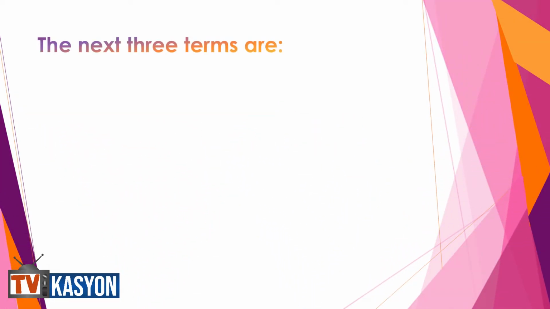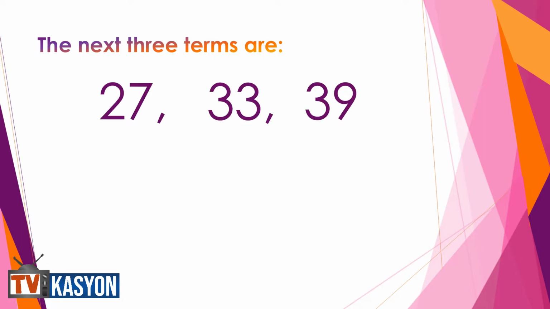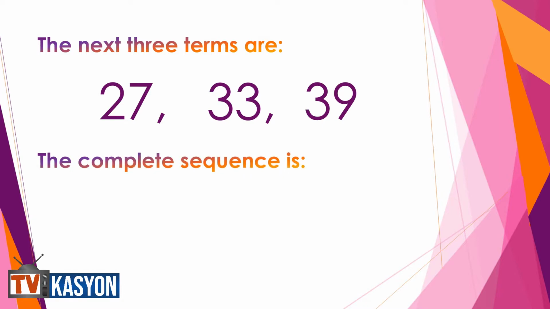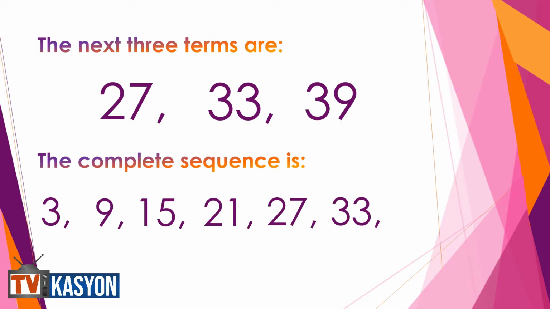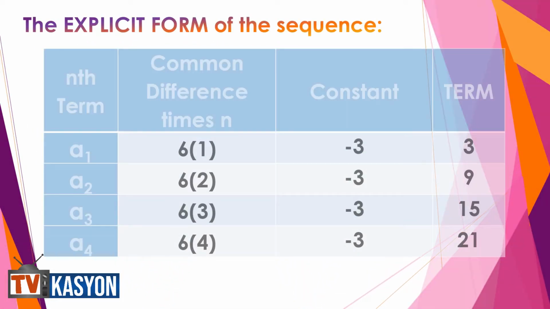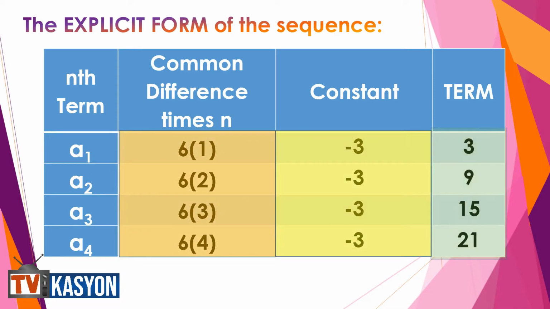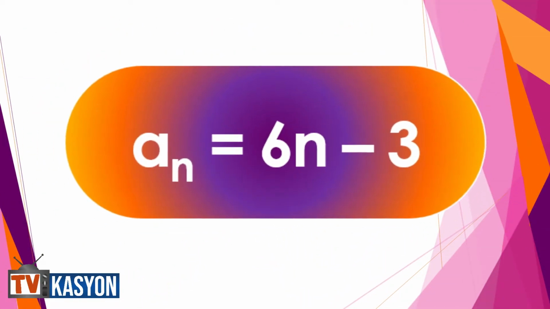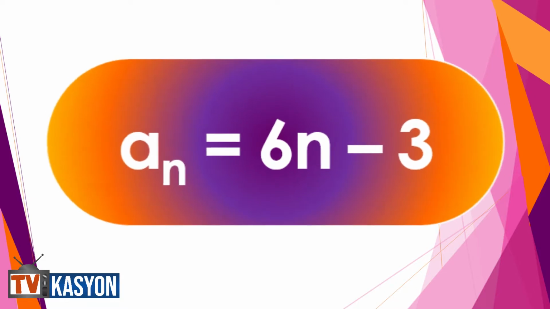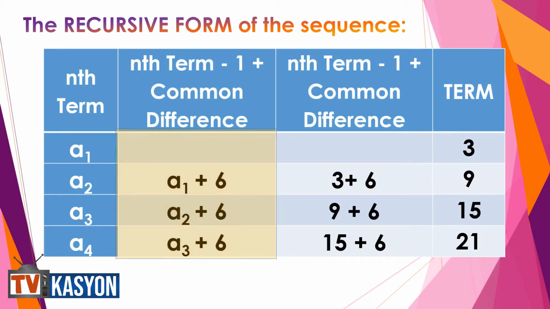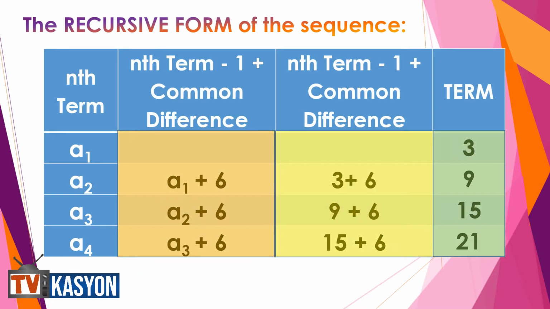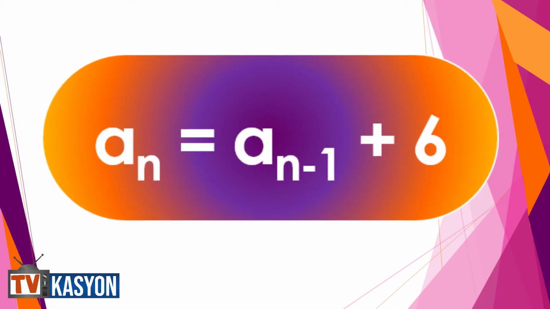The next 3 terms are 27, 33, and 39. The complete sequence is 3, 9, 15, 21, 27, 33, and 39. The explicit form of the sequence is a sub n equals 6n minus 3, while the recursive form of the sequence is a sub n equals a sub n minus 1 plus 6.